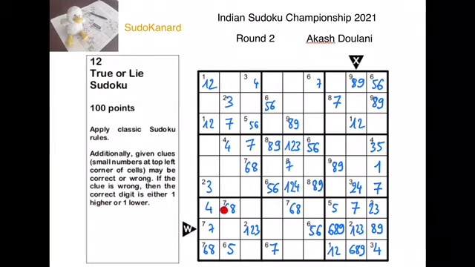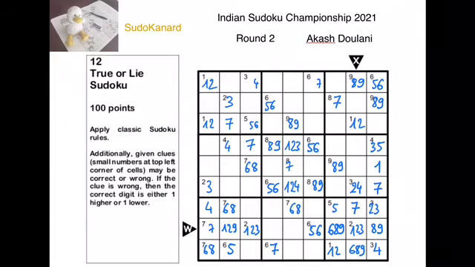Here we have 5 digits. We still need 1, 2, 3, and 9. We still need 1, 2, 3, and 9 in this row as well. But that's not really helping. Because of this 3, I know that this has to be 1, 2, or 9. That's a small restriction. Here, I need 5, 6, 8, and 9. Not very interesting. Not very useful, I think.